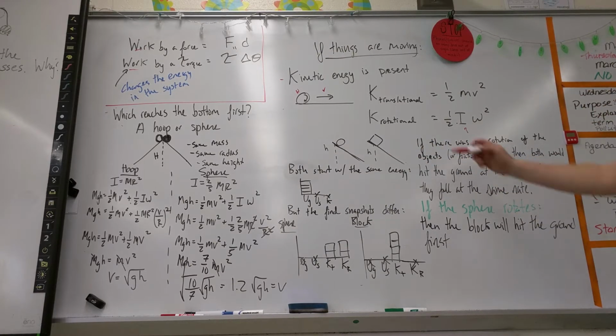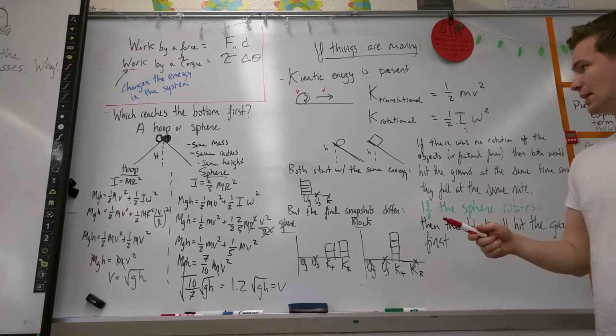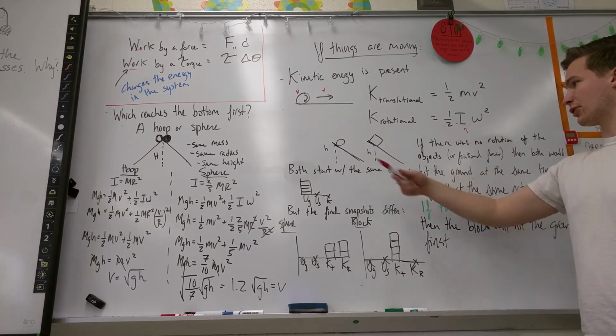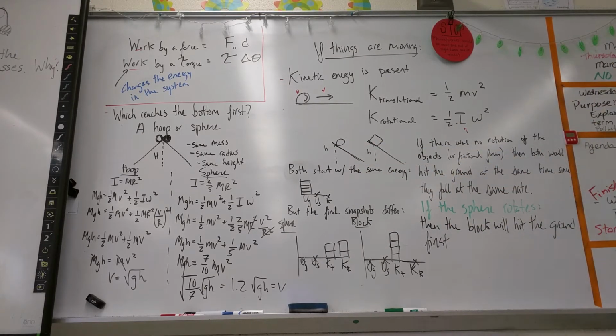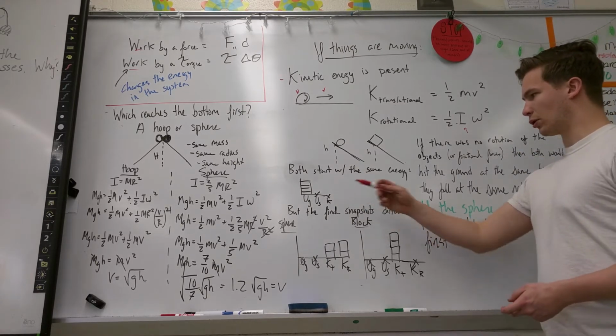Assuming that this block doesn't rotate, and maybe that there's very little friction between the two surfaces so that it's negligible, I would expect the block to hit the ground first. Consider the energy wall diagram here.